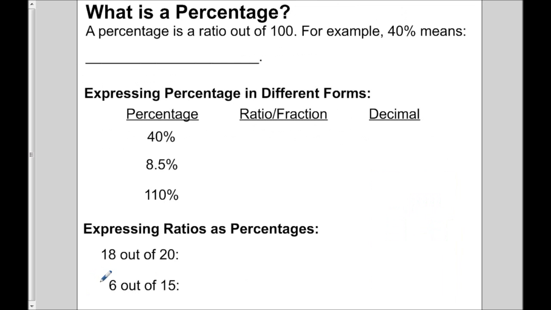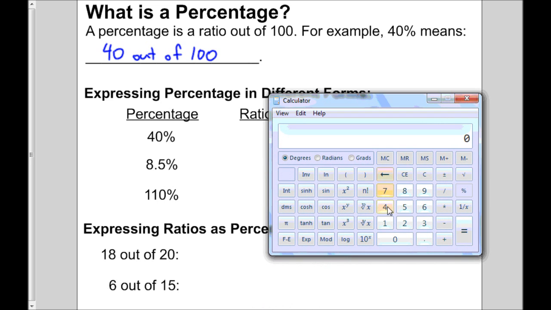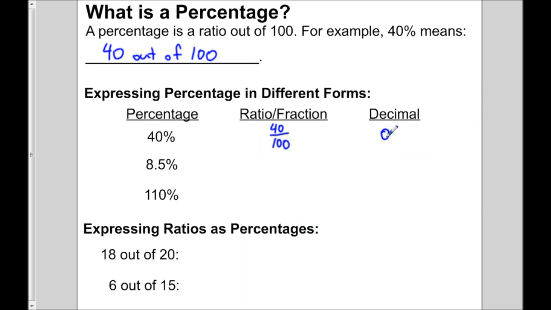So first off, a percentage is a ratio out of 100. So, for example, 40%, right? That just means 40 out of 100. So we can express that as a ratio or fraction and as a decimal. So 40%, again, if that means 40 out of 100, I can write it like this as a fraction. Now, if I divide, I can turn it into a decimal. So I can do 40 divided by 100, which is 0.4. Okay. Now that's the same thing as 0.40. So you can see that there's 40s in all three forms.